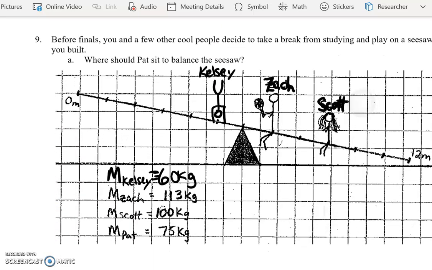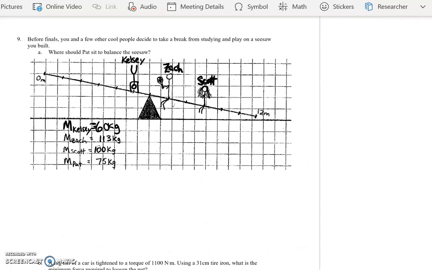Okay, next up we've got a seesaw problem. It says, before finals, you and a few other cool people decide to take a break from studying and play on a seesaw you built. Where should Pat sit to balance the seesaw? So right now there's too much weight on one side. We need to balance that on the other side. So Pat's going to need to sit somewhere on the left-hand side there.